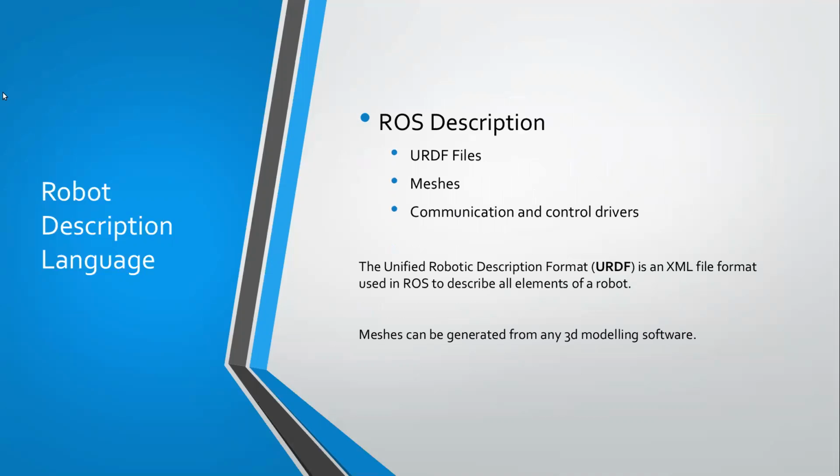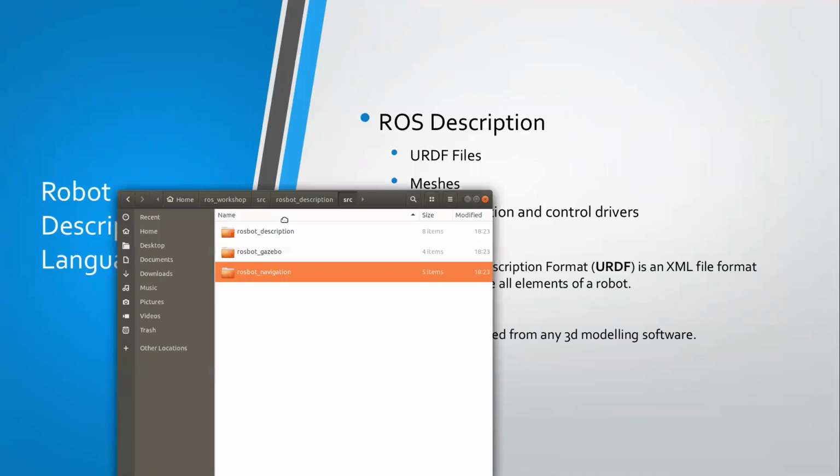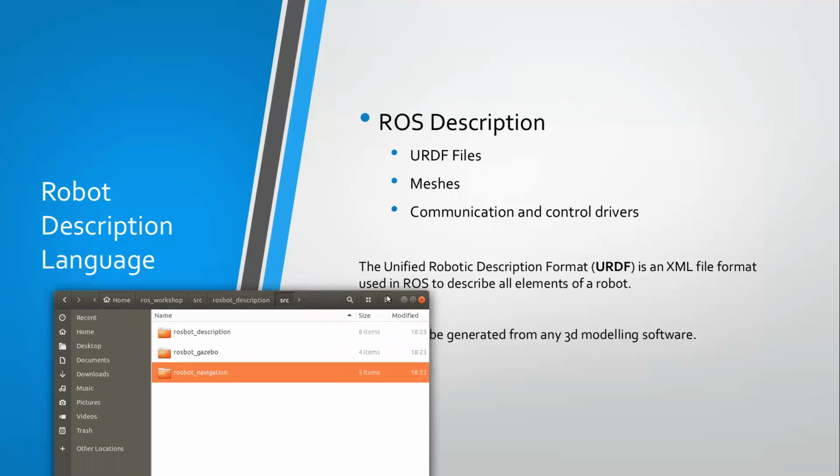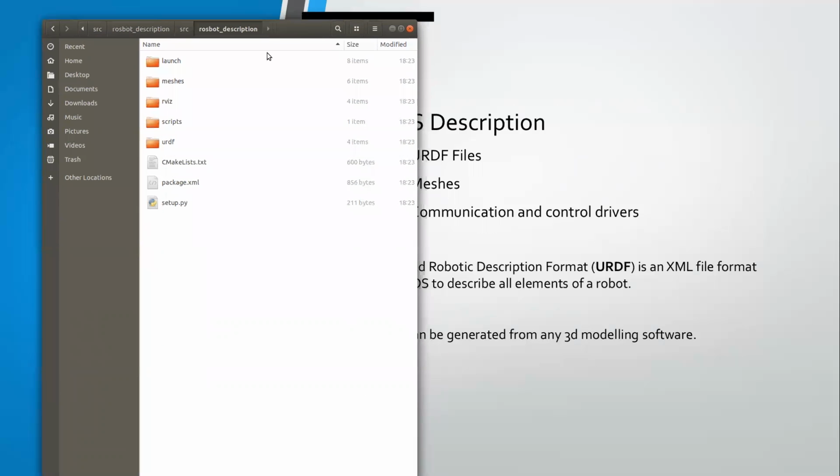So if we look at the folder structure, first we have Rosbot description. This is the description package. If you look at this, there are launch folders. We'll talk about the launch files and the benefits of using launch files in the next session. These are provided by the company.